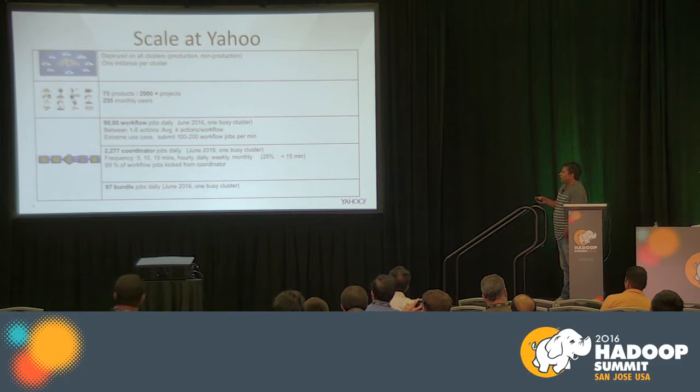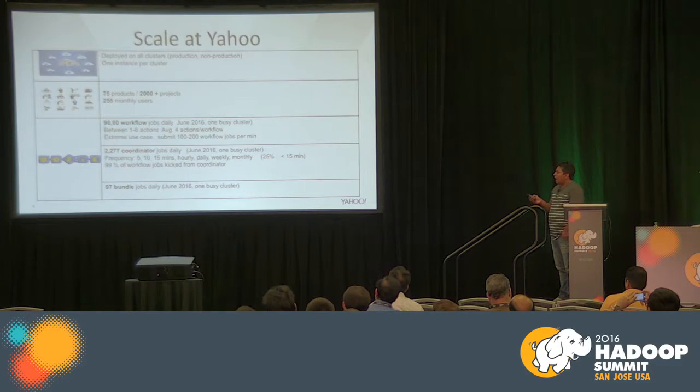If you look at the coordinator, we have more than 2K coordinators running daily in one cluster. Those frequencies are 5 minutes, 10 minutes, 15 minutes, hourly, daily, weekly, monthly, and 25% are of 5 minutes. 99% of workflows executed in the cluster are submitted from the coordinator. We have around 97 bundles running daily.